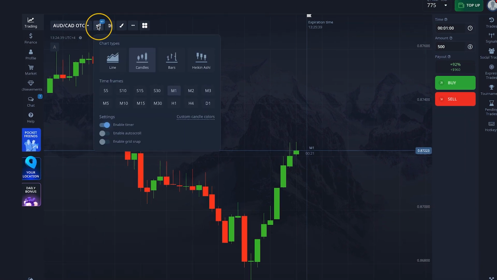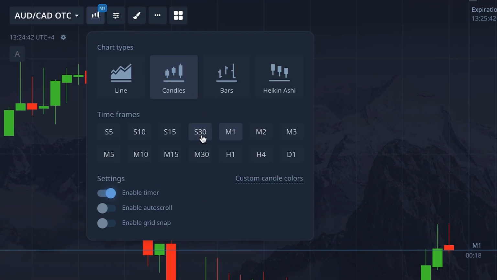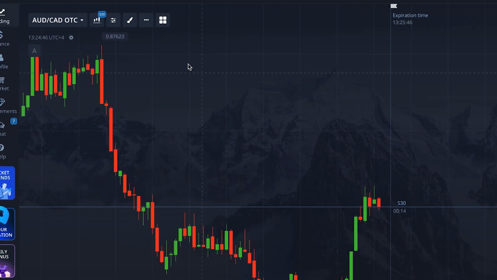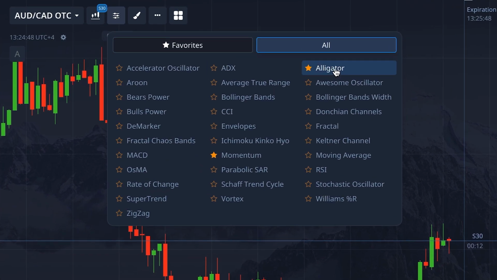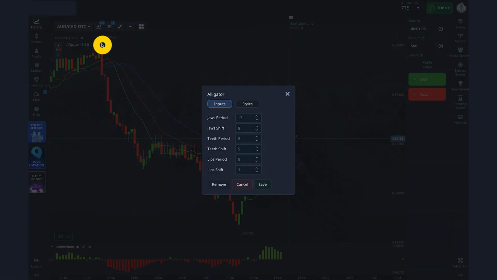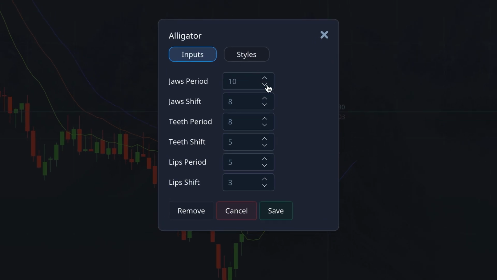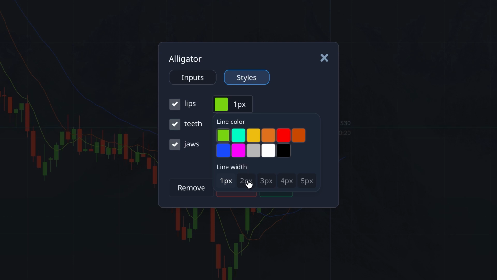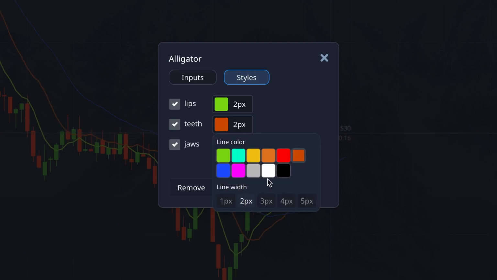I choose classic candles. Time frame, 30 seconds. Go to the Indicators tab and select Alligator and Momentum. Let's set up the Alligator indicator. Jaws period set to 10. Jaws shift 5. Teeth period 5. Teeth shift 3. Lips period 3. Lips shift 1. Go to Style. Set the width of lips, teeth, and jaws to 2.